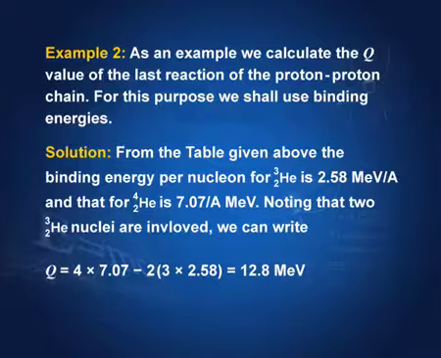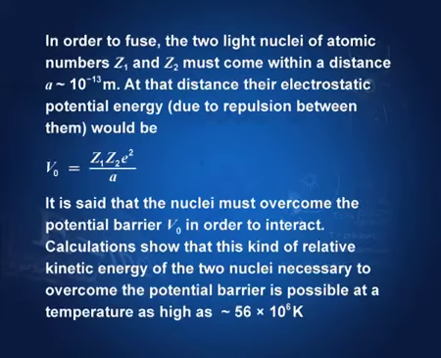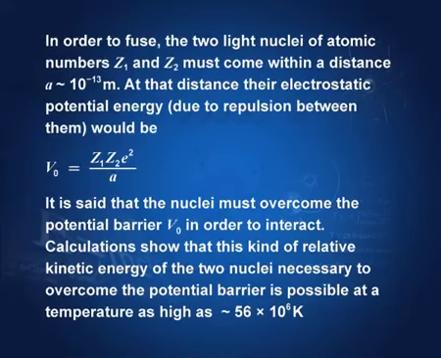So, this is a difficult thing. In order to fuse, the 2 light nuclei of atomic numbers Z1 and Z2 must come within a distance of 10^-13 meters. At this kind of distance, two nuclei are never combined otherwise. If they have to combine, they must come within a certain distance so that they can feel the force of one another. That means they must come to a distance as small as 10 to the power minus 13 meters.